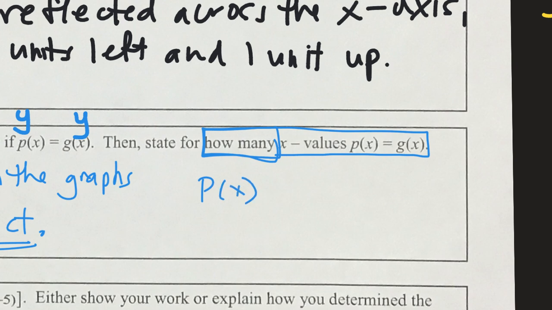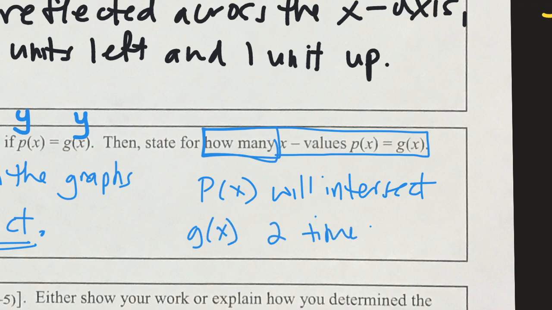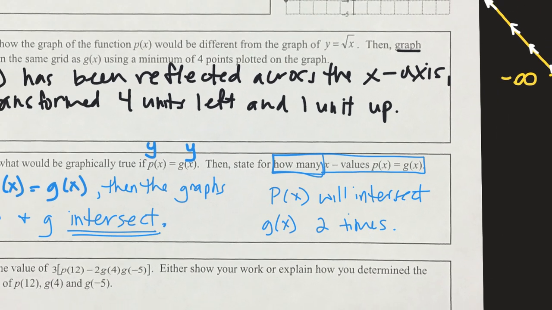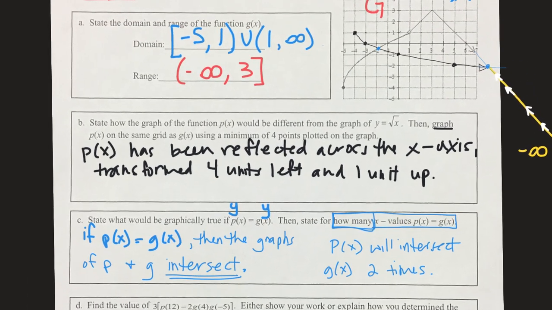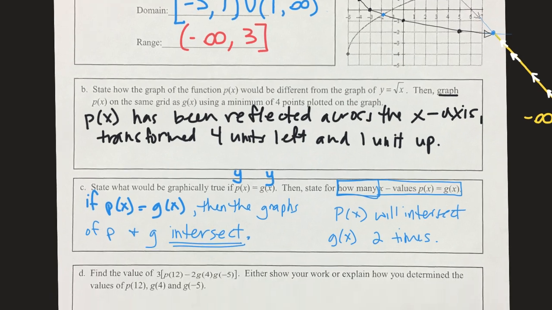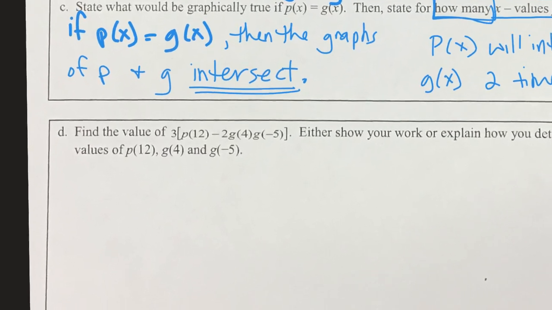P of x will intersect g of x 2 times. We don't care what the x value is. That's not what the question says. It just says how many times these y values will be equal. How many times will the graphs cross? The answer is twice. Okay, and the last one, we have some algebra.